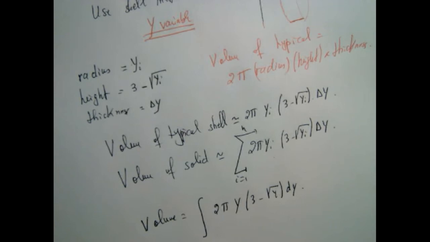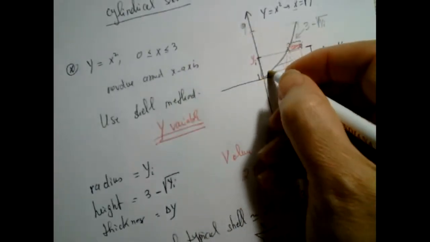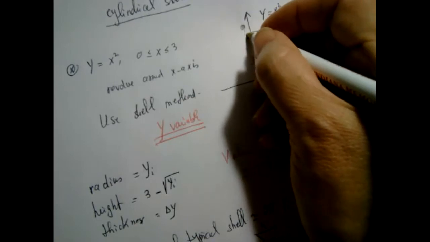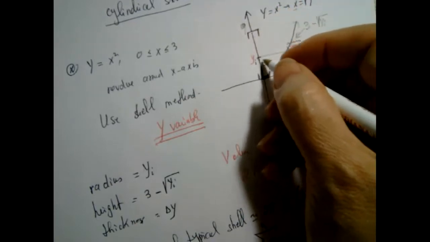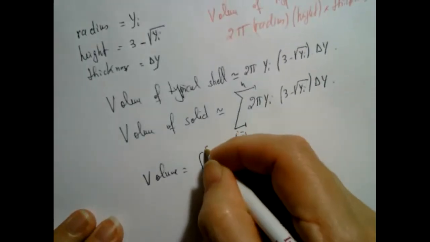And to find the limit, we ask ourselves to cover the region, which interval we have to divide. This is my region right here. I have to divide the interval from 0 to 9 into little pieces to be able to cover the region. So that will be the integral from 0 to 9.